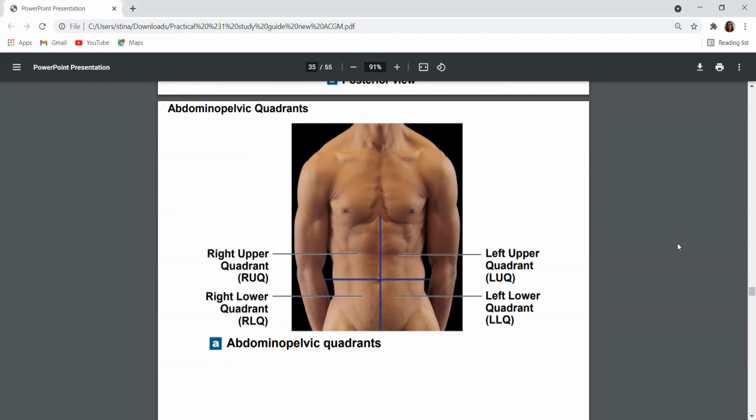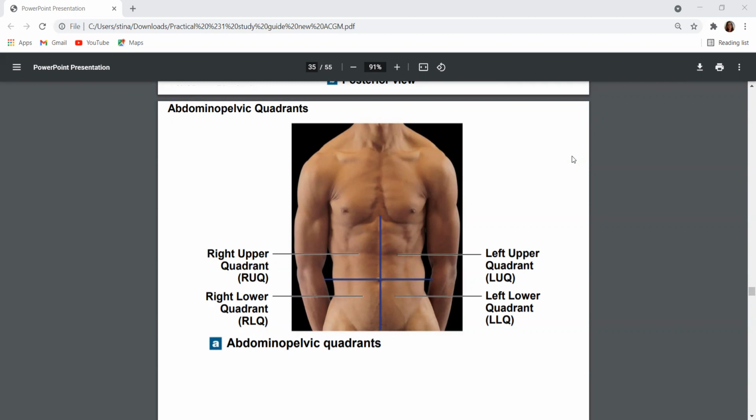Okay, now moving on, we're going to cover the abdominopelvic quadrants. So remember from our landmarks that this area right here was the abdomen or the abdominal, and this area here was the pelvic. So together that makes up the abdominopelvic region of the body. And within that region, we can divide that region into 4 quadrants or 4 spaces.